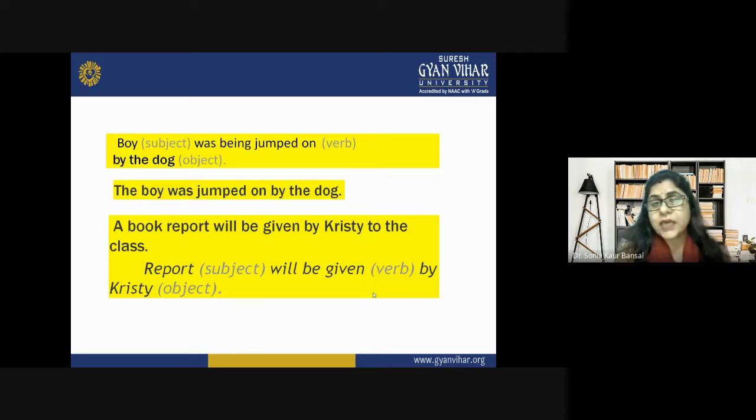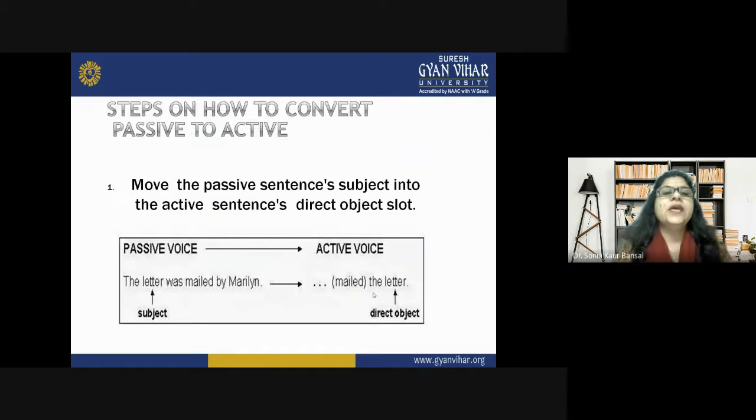Now you have to notice this thing, students: I had already told you that we have to focus on the tense of the active voice. In whichever tense it is, present, past or future, the same tense we are going to apply in the passive voice as well. Clear, students? Now let's have a look at the steps on how to convert a passive voice sentence into an active voice sentence.